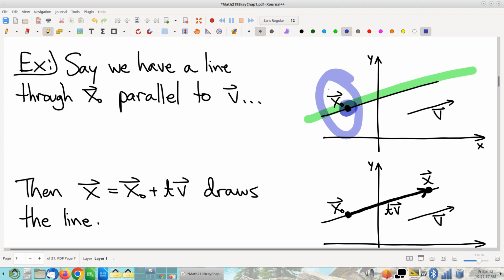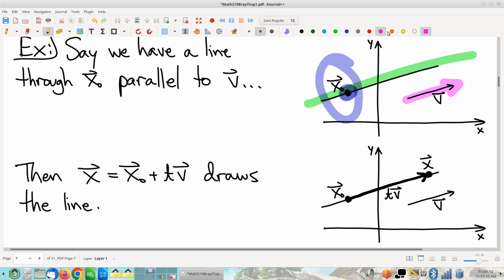Okay, so if about the line you know a point on the line, any point doesn't matter, and if you know a vector parallel to the line, one point on, one vector parallel, it turns out this is all you need to be able to parameterize.